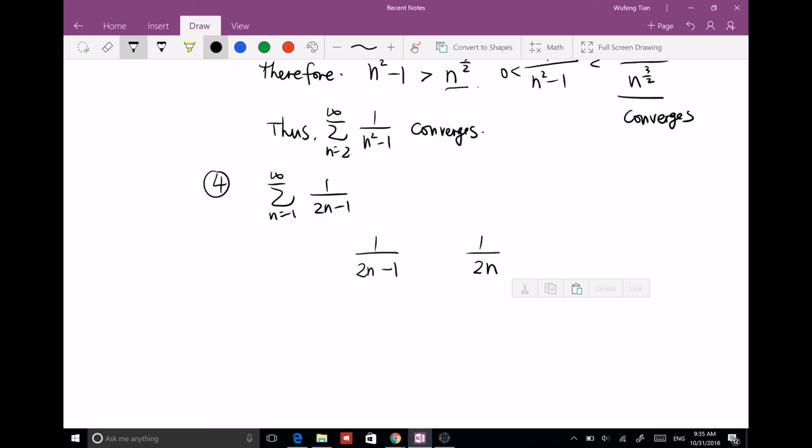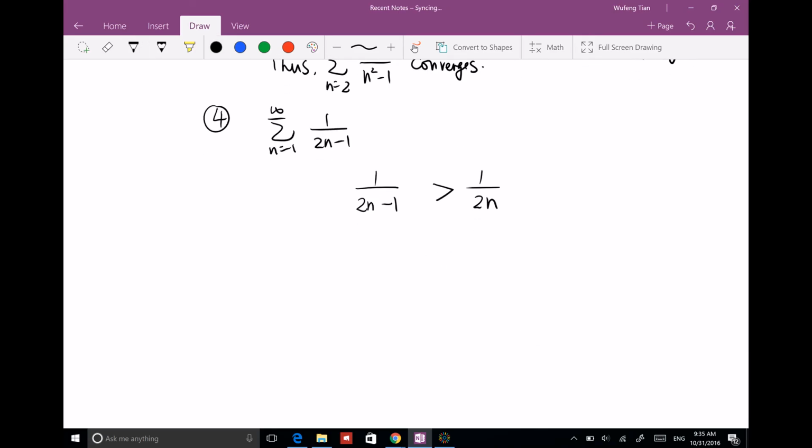1 over 2n. This is bigger. Smaller, like change sign. Okay. So Eric, I want to continue to ask you: how about the series n from 1 to infinity, 1 over 2n? Does this one converge or diverge? Diverge. Because? Ln of 2n is infinity.